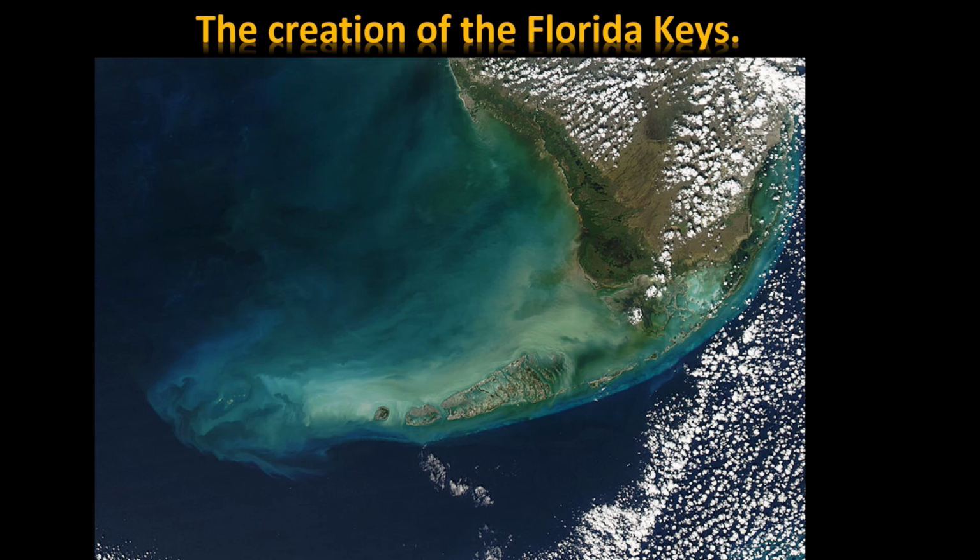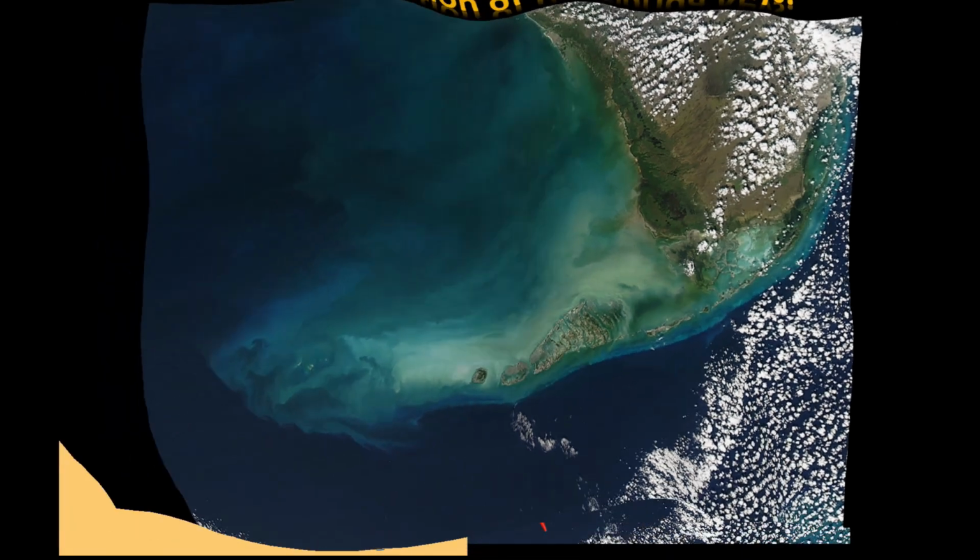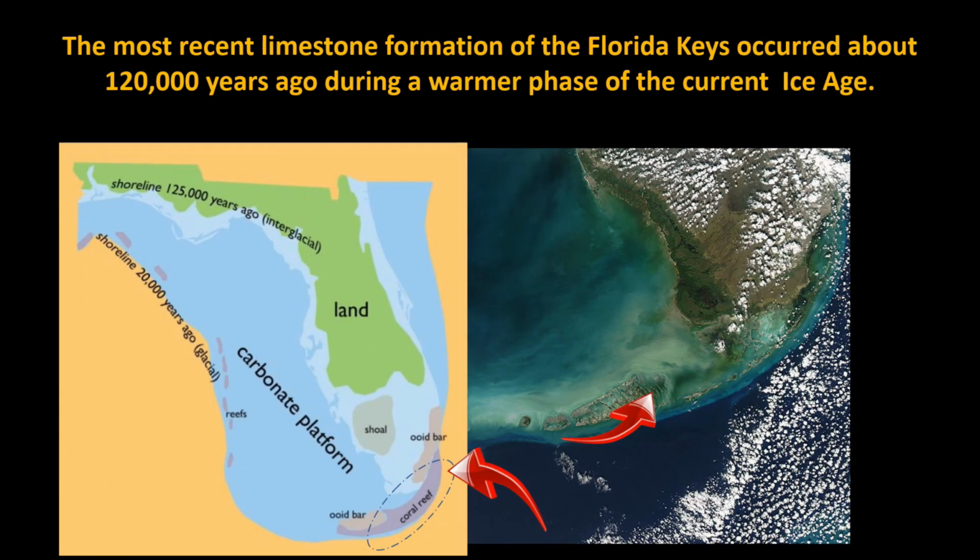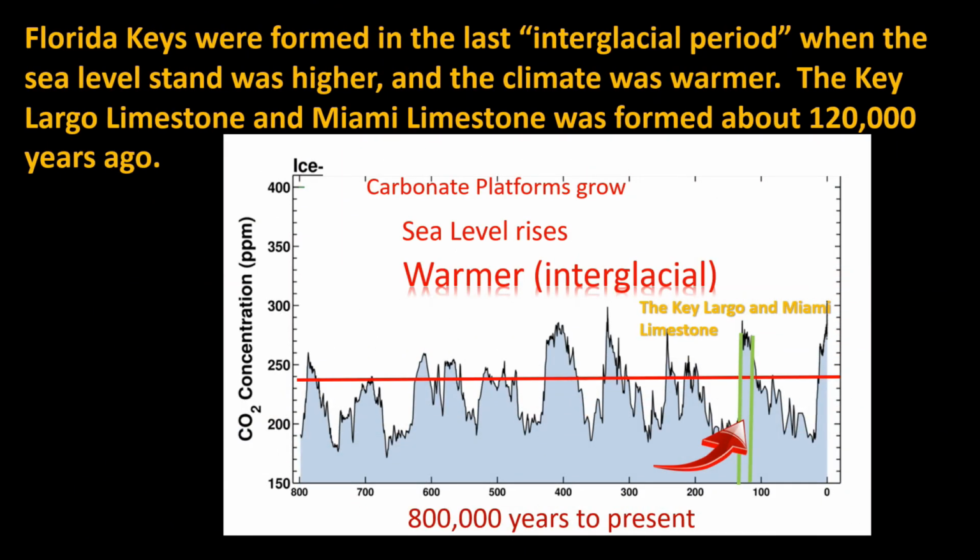Let's talk about the creation of the Florida Keys next. The most recent limestone formation of the Florida Keys occurred about 120,000 years ago during a warmer phase of the current ice age. The Florida Keys were formed in the last interglacial period when the sea level stand was higher and the climate was warmer. The Key Largo limestone and Miami limestone were formed about 120,000 years ago.